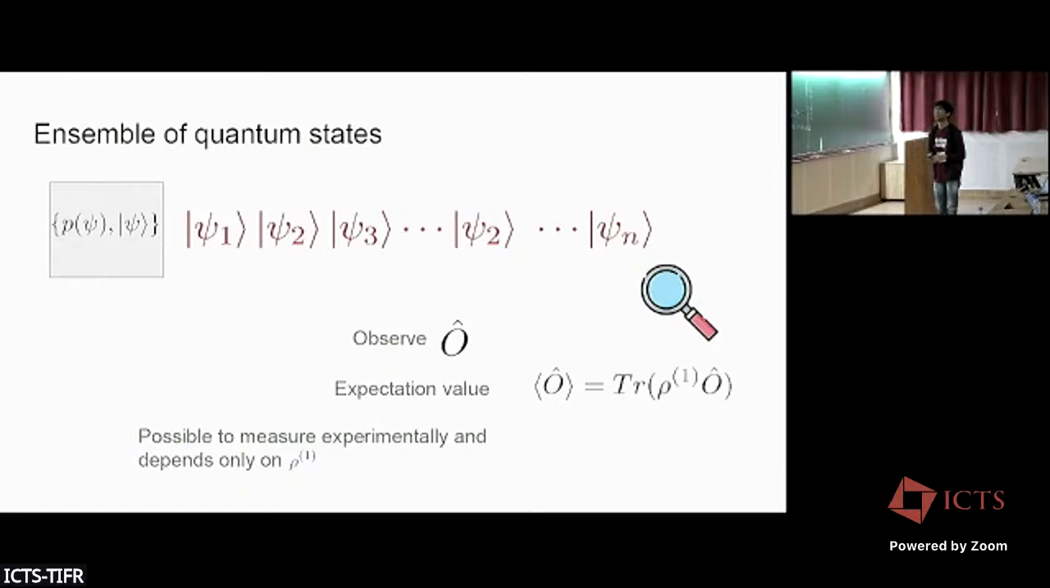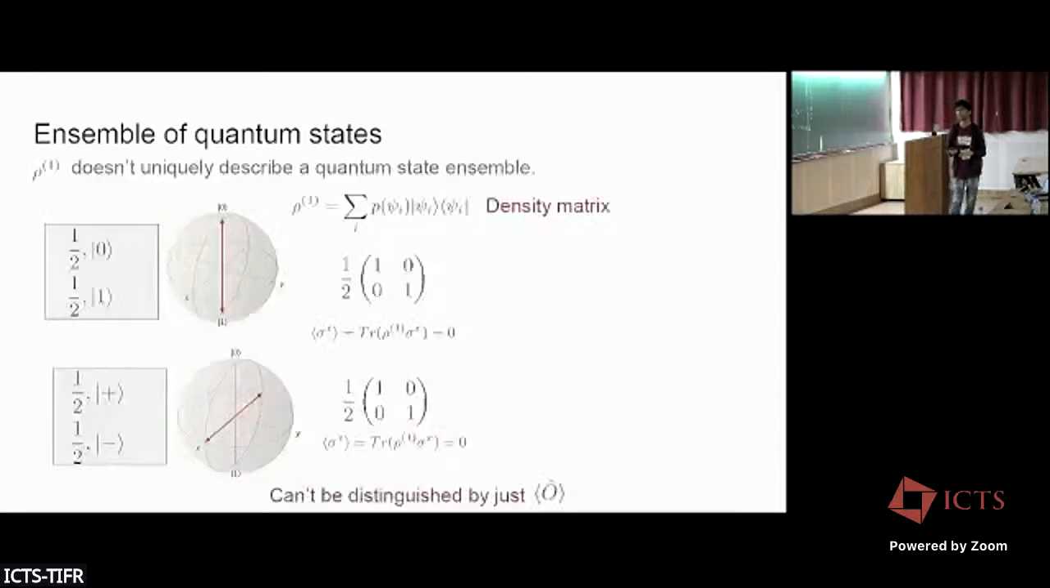Then the natural question emerges: we have a quantum state ensemble, which is a collection of quantum states, and we have an associated density matrix that labels it. But is it unique? Turns out no. There might be many unravelings for a particular density matrix. This is a simple example. You can have two different state ensembles. One generates state 0 with 50% probability and state 1 with 50% probability. Another generates the coherent states, plus and minus, with equal probability. Both of them have the same density matrix.